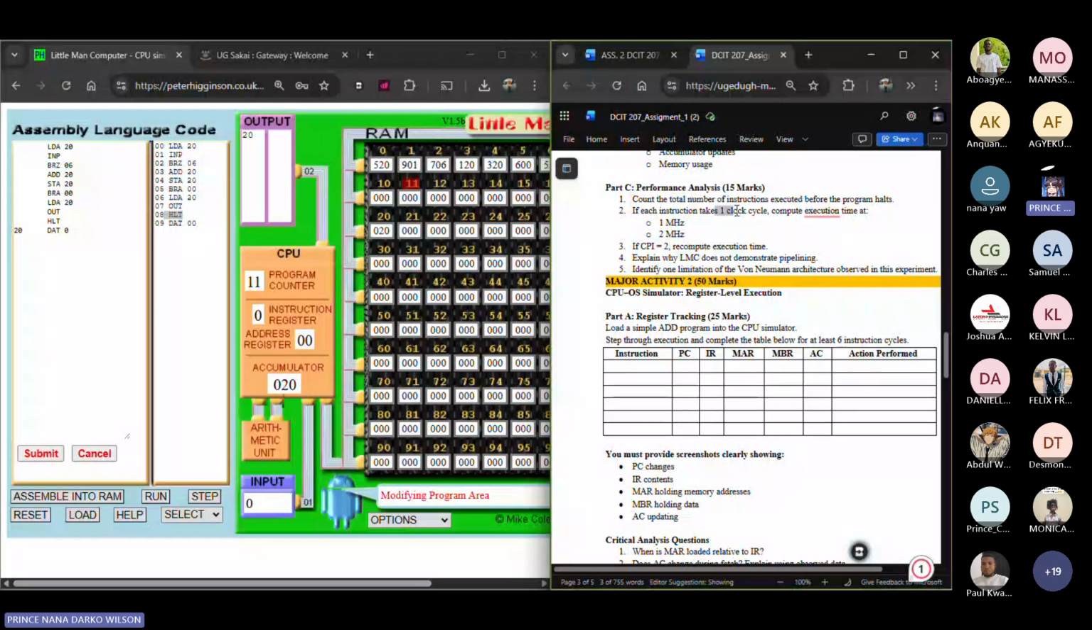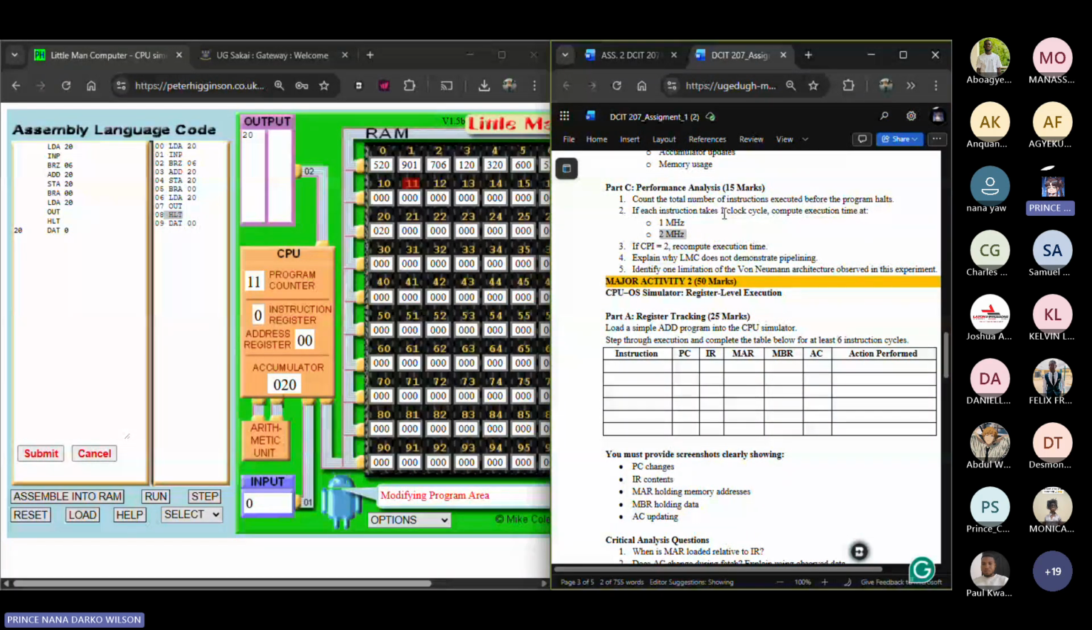So 1 times 15 divided by 1 million for the first one. The second one is 1 times 15 divided by 2 megahertz, which is 2 million, so you divide by 2 megahertz in the second question. So it will be 1 times 15 over 1 million for the 1 megahertz, and 1 times 15 over 2 million for the 2 megahertz.